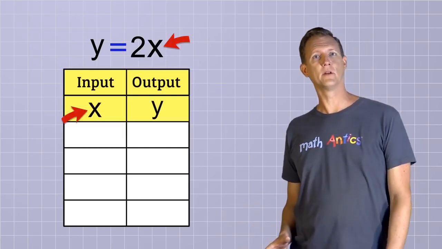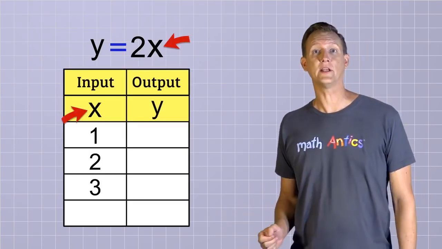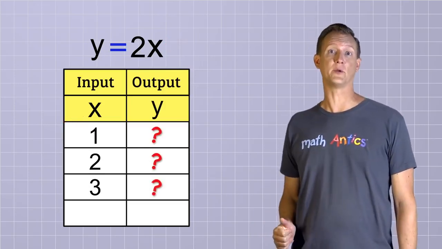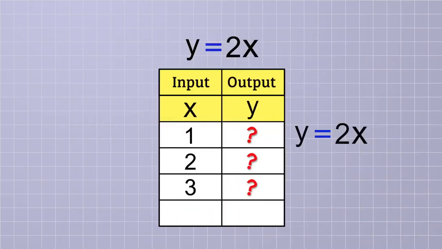But to keep things simple, let's just try inputting 1, 2, and 3 as values of x and see what outputs we get for our table. If we input the value 1, in other words, if we substitute the value 1 for the x in our equation, then we get y equals 2 times 1, which simplifies to y equals 2. And since y is our output variable, we put a 2 in the output column.